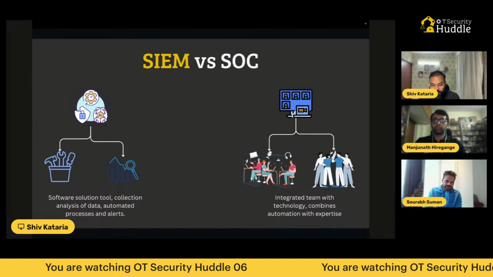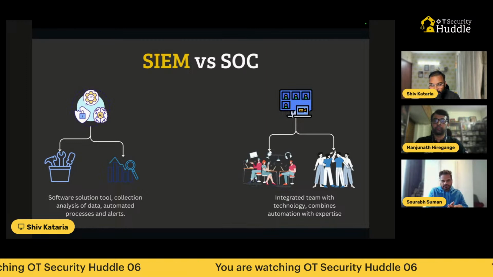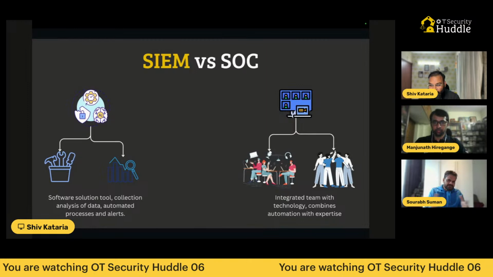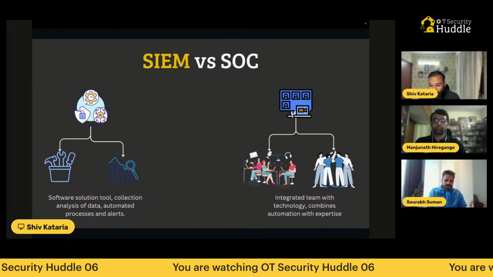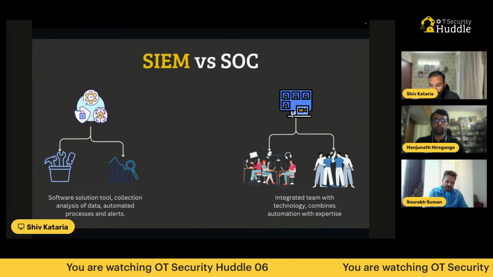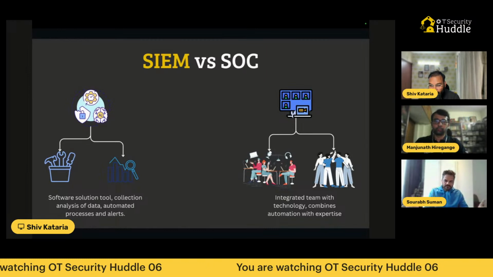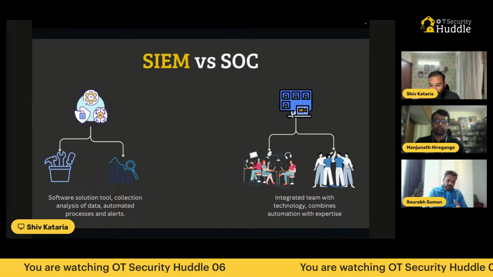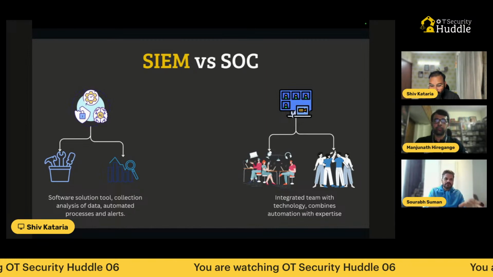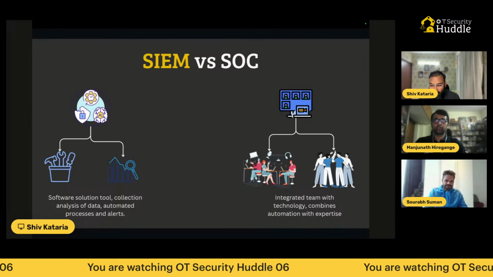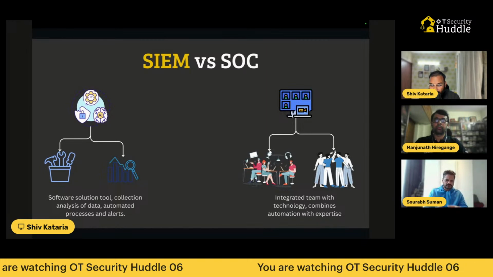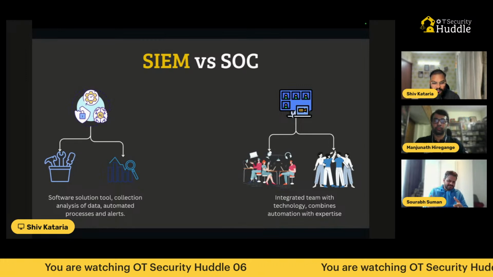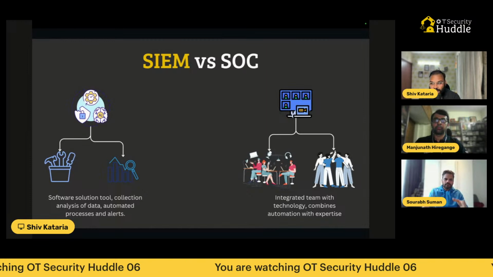But when we talk about the SOC solution, we need to consider that it consists of three things: people, process, and technology. People play a major role in the SOC. It's like people are sitting with some technologies and there are a set of processes. So people will do some tasks according to the process by using the technology. This is what people do in a SOC. So I think that's one of the comparisons or differentiations between SIEM and SOC solution.